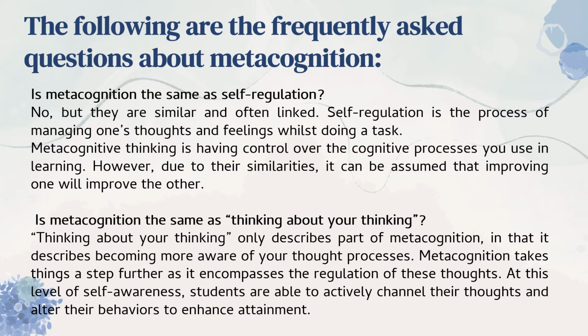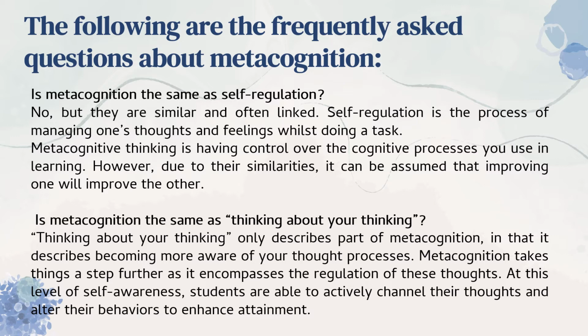Self-regulation is the process of managing one's thoughts and feelings while doing a task. Metacognitive thinking is having control over the cognitive processes you use in learning. However, due to their similarities, it can be assumed that improving one will improve the other.